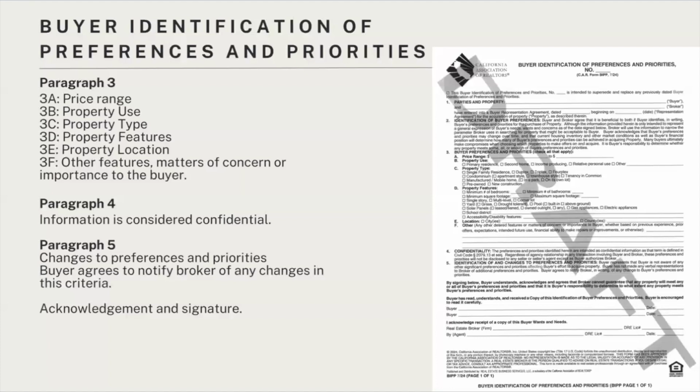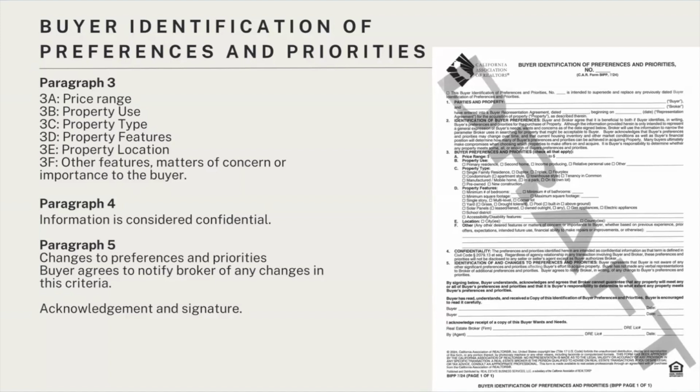Paragraph 4 reminds and helps the buyer understand that the information they're providing is confidential. You're not going to be sharing that with anybody else. It's basically for your use to help them find and narrow in on what exactly it is that's important to them. Paragraph 5, changes to preferences and priorities. Basically, the buyer is agreeing to notify the broker of any changes of this criteria.